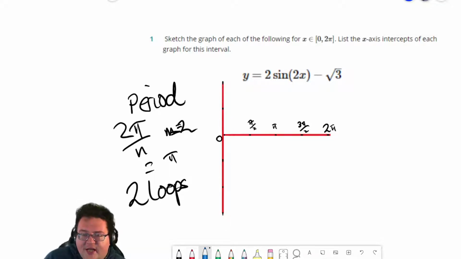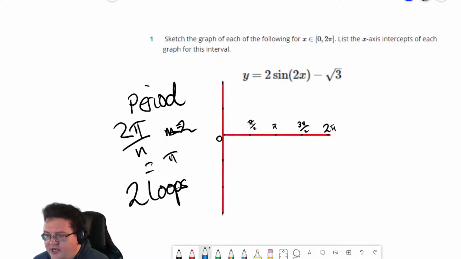All right, so what we're looking at is 14J question 1. This is just drawing graphs with vertical translation, so moving up or down. I've got 2 sine 2x minus root 3. I have worked out the period and worked out that between 0 and 2 pi, which is the domain that the question has requested, I need to complete 2 whole loops.